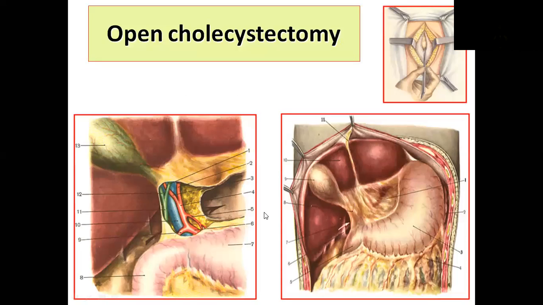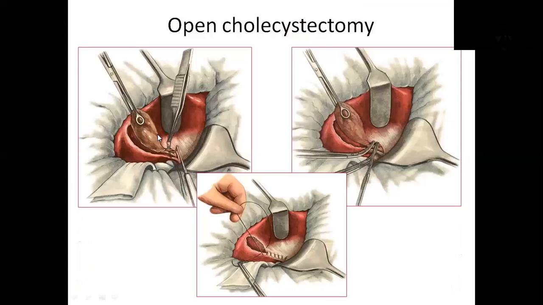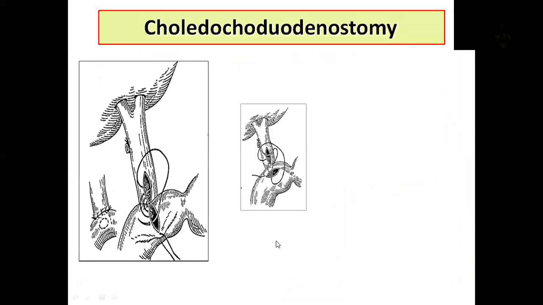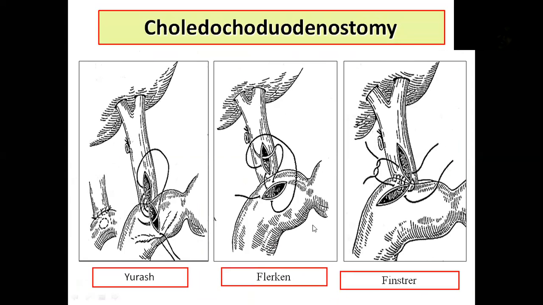Now see here, this is open cholecystectomy. Cholecystectomy means removal of the gallbladder. You can see the various steps of how it is performed. Once the gallbladder is removed, directly the bile duct may be connected to the duodenum. Okay, choledochoduodenostomy. See the right and left hepatic ducts. This is the common hepatic duct. Direct connection is now given to the duodenum.